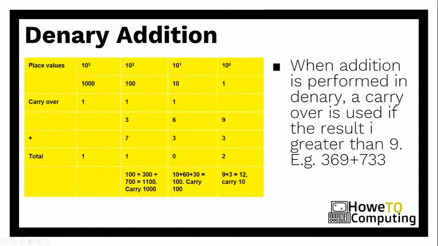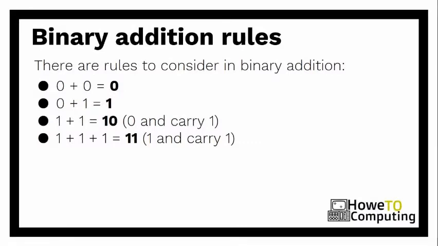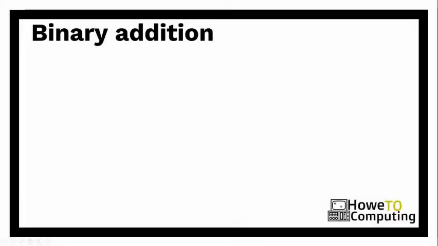So in binary, how do we do it? So in binary, we have key rules. If we're putting a 0 and a 0, it would be a 0. If we're putting a 0 and a 1, it would be a 1. If we're putting a 1 and 1, it would be a 1, 0. So we keep the 0 and we would carry the 1 to the next part of the addition. If we were putting a 1 and a 1 and a 1, it would be a 1, 1. So we keep the 1 and then carry the 1. So let's have a look at that in practicality.